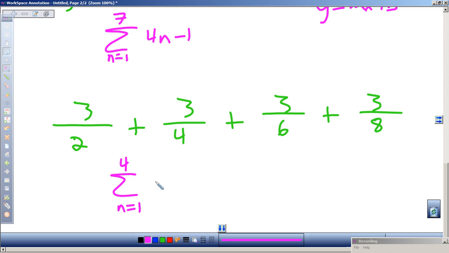So we know what's going to be on top, right? So what goes up here? 3. Because there was a 3 every time. How would you put a rule for the bottom? 2n. So if I plug in 1, 2 times 1 is 2. Plug in 2, 2 times 2 is 4, and so on. Does everybody follow what we've got so far? Any questions?